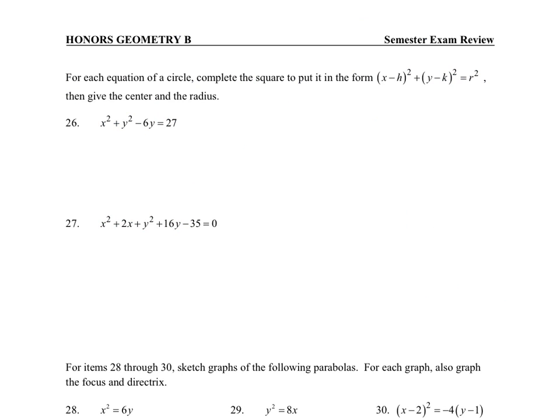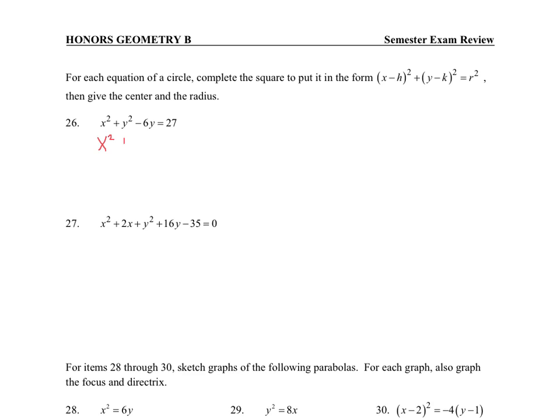For each equation of a circle, complete the square to put it in the form x minus h squared plus y minus k squared equals r squared. Then give the center and the radius. So we have to complete the square, and we have to do it in two parts. We have to do it for x, and we have to do it for y, if necessary. So for number 26, I see that I have x squared, but I don't have any other x's, so I don't actually need to complete the square for x.